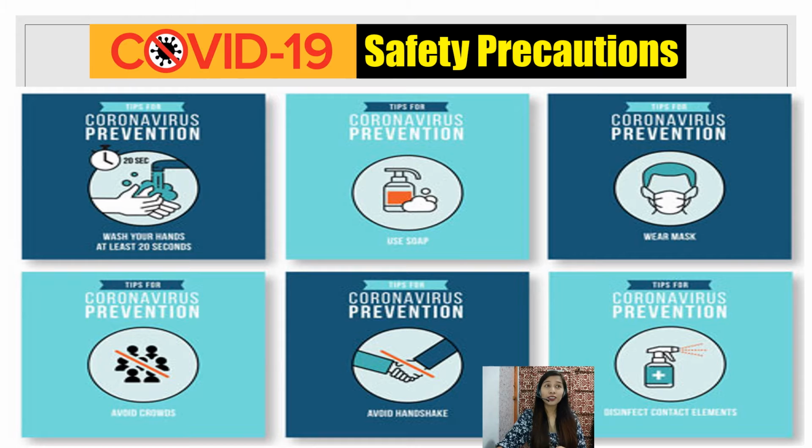Before we start our lesson, here are some safety precautions that you need to remember. First, wash your hands for at least 20 seconds. Number two, use soap in washing your hands. Number three, wear a mask when going outside. Number four, avoid crowds. Number five, avoid shaking hands as much as possible. And number six is to disinfect your hands using alcohol when you go outside.